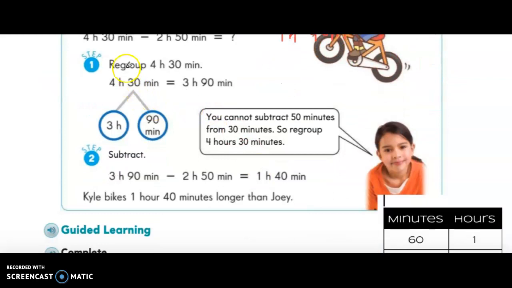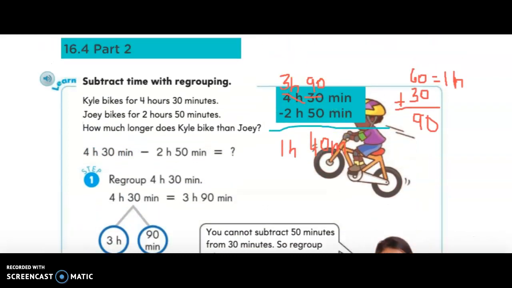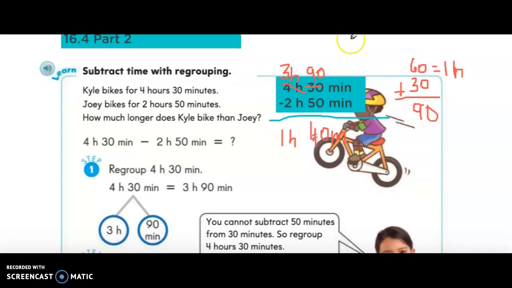If you take a look, they explain it through these steps. They regroup here, exactly what I just did. They're pulling out an hour and regrouping it over here, and then they subtract. So you have to keep in mind, biggest thing, greatest value of time goes on top, no matter if the minutes are smaller. Think of the total amount of time and put the greatest one on top, and then decide if you need to regroup.